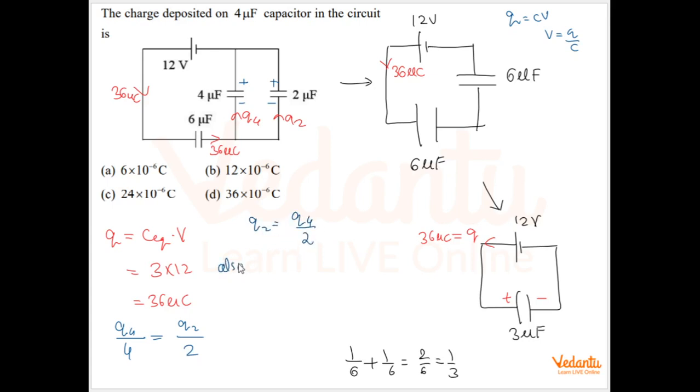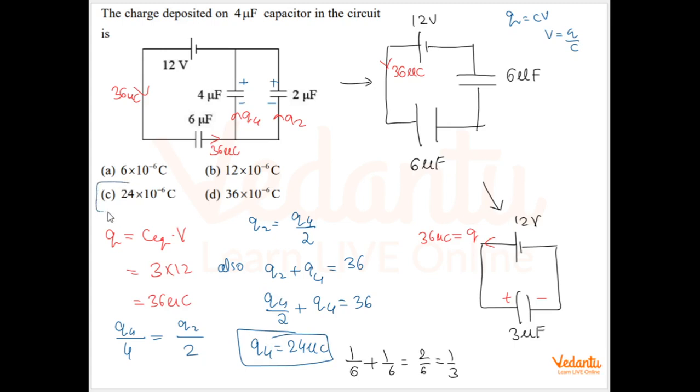Also at the same time, the total charge will be the same as 36 microcoulomb. So I will write down Q2 plus Q4 is equal to 36 microcoulomb. Substitute the value: Q4 by 2 plus Q4 is equal to 36, which gives me Q4 is equal to 24 microcoulomb. Now 24 microcoulomb is option C, so that would be the correct answer.